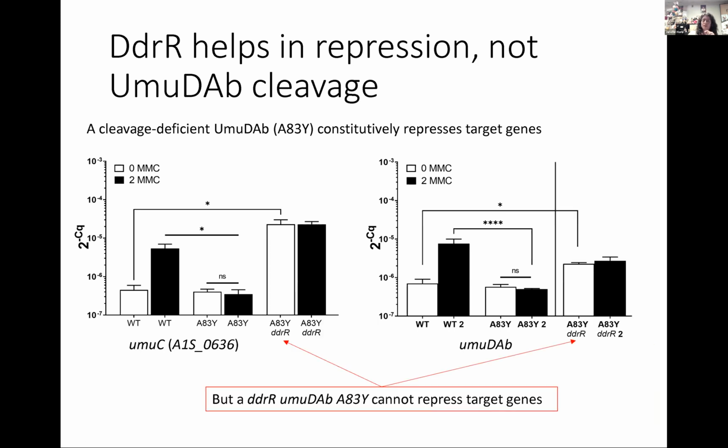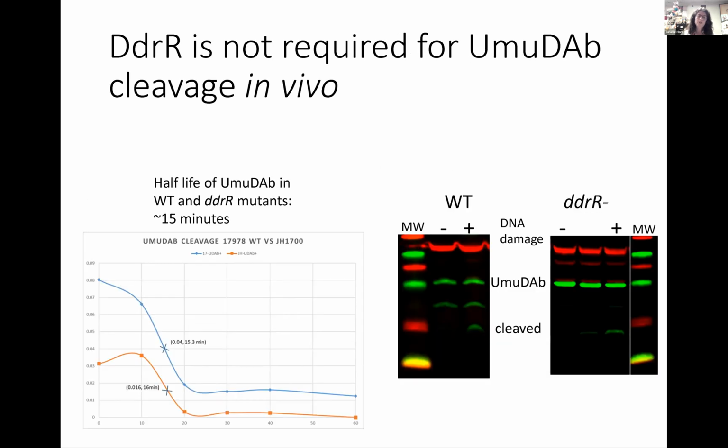When we added, though, a DDRR mutation into that background, we saw again that DDRR mutant cells were unable to repress gene transcription in the absence of DNA damage. So this again suggested that DDRR helped something about the system repress gene transcription. And most recently, my postdoc, Deb Cook, has been working on many things.